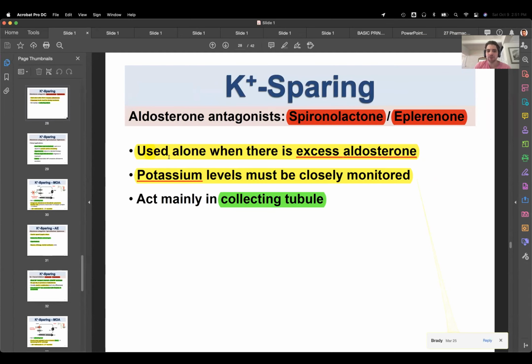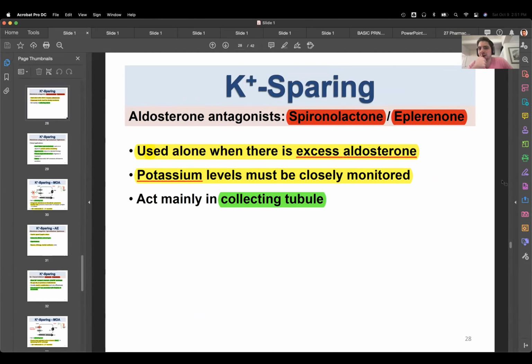And then anytime you're messing with holding on to too much potassium, you're at risk for arrhythmias. Remember, that's a big problem, either hyper or hypokalemia. You have to watch out for arrhythmias. Very important, we'll get to it in a little bit.